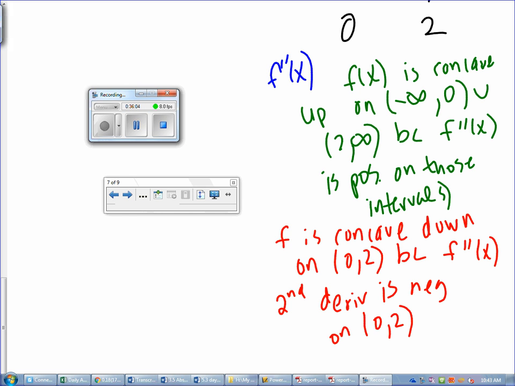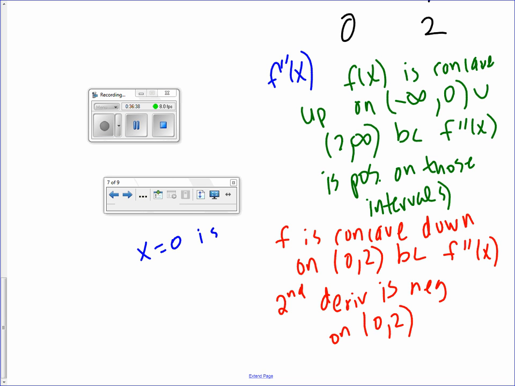Okay, so the last question is point of inflection. There's two criteria for a point of inflection. First criteria is that your first derivative is 0. The second criteria is that your second derivative changes sign. Okay? So our first derivative is 0 at 0 and 3. The second derivative changes at 0 and 2. But only one of those points meets both criteria, and that's 0.